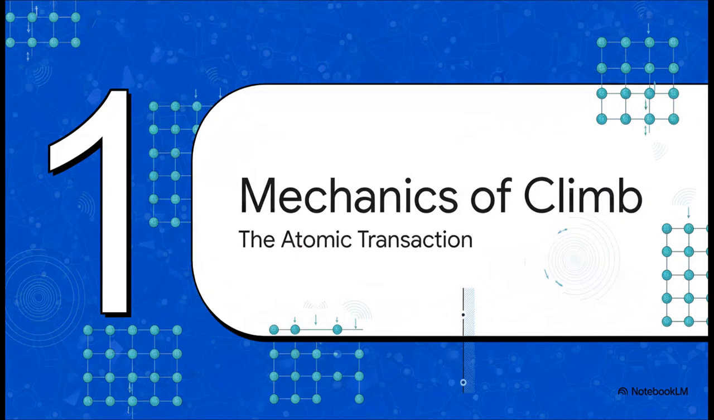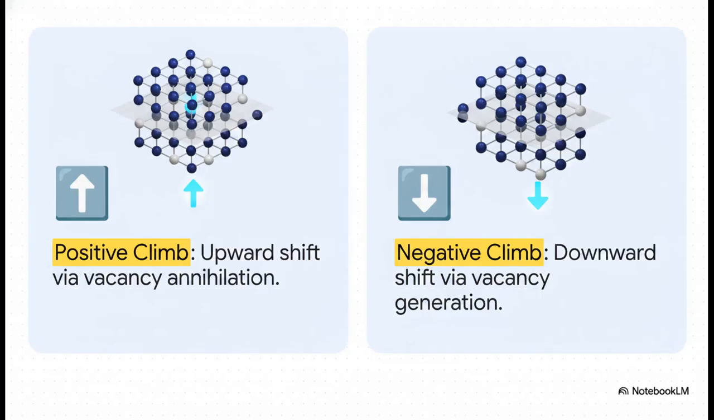The mechanics of climb, or what we can call the atomic transaction. So, unlike glide, which is really just a dislocation sliding neatly along a plane, dislocation climb is a completely different ballgame. It strictly occurs through point defect transactions, and this creates a really clean, simple binary system. On one hand, we have positive climb, which is an upward shift triggered by vacancy annihilation, and on the other hand, we have negative climb, which is a downward shift caused by vacancy generation.